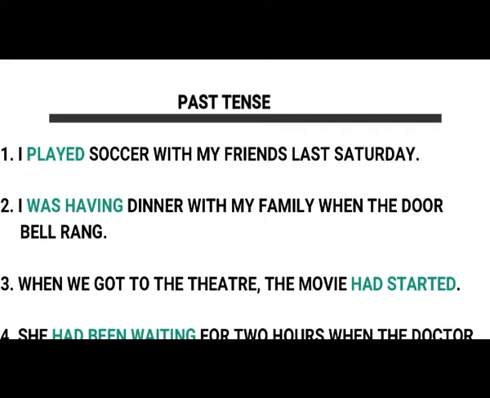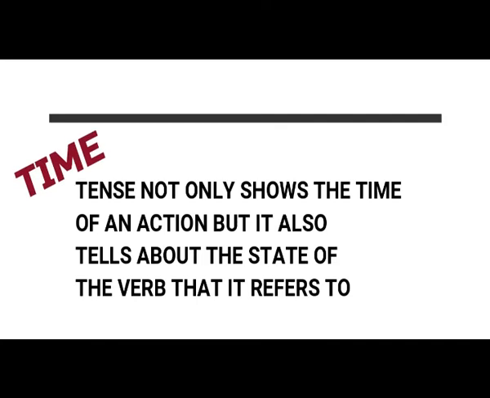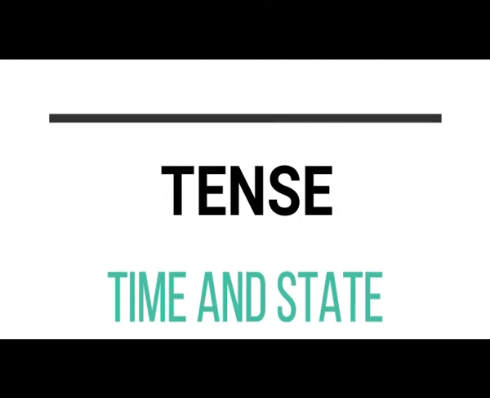So if we see in all these sentences, the state of the verb is changed. Some are continuous, some are completed. They all are in past time, but their state are different. Thus we see that the tense not only shows the time of an action or event, but it also tells us about the state of an action that it refers to. In this way, we may say tense is a form of verb that tells us about the time and the state of an action or event.